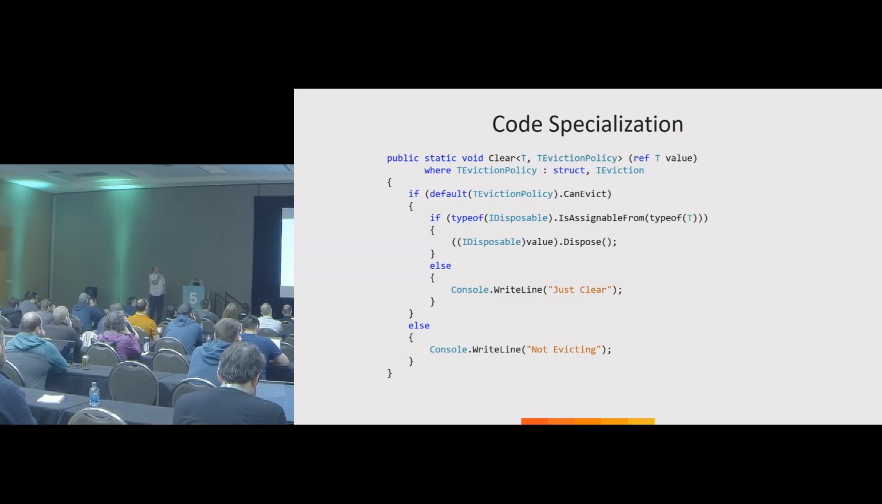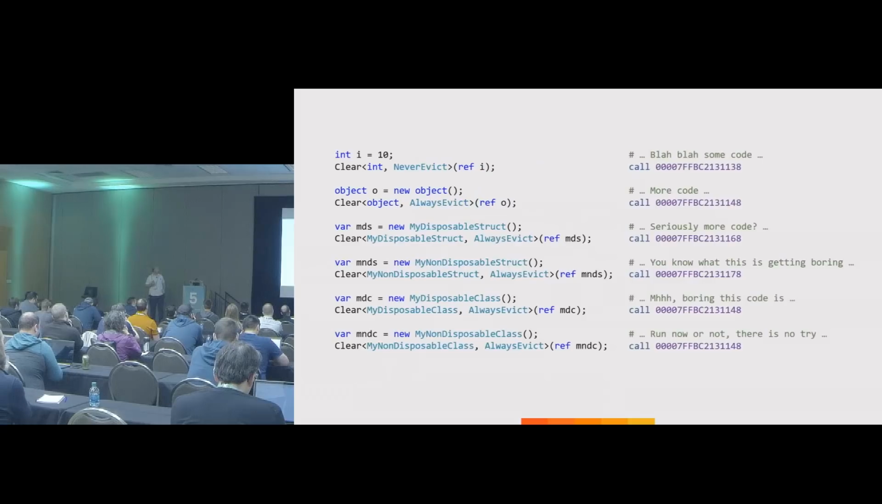Essentially, what will happen here is, let's look first at the code. We are going to ask, hey, can we evict from here? No. OK, we are not evicting. Can we evict? Yes. Is this type disposable? Then we are going to actually dispose the object. If not, we don't care. We just clear. So in this simplified algorithm, we can actually look at what happens when we call it in different ways.